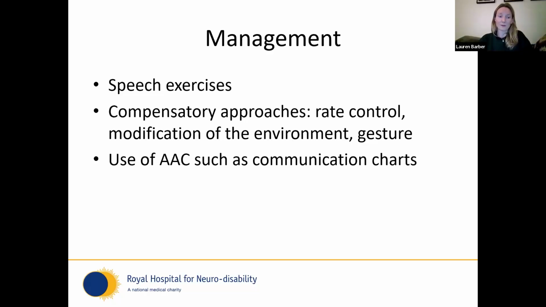You can change the environment, so you can make it quieter, so turning off things like the TV, the radio, taking someone into a quieter room if there's lots of background noise. That can really help them as well. And you can also teach them total communication strategies, like incorporating lots of gesture into what they're saying. So it adds another layer of communication into their day-to-day. And we can also use communication charts as well if they do need that extra support.